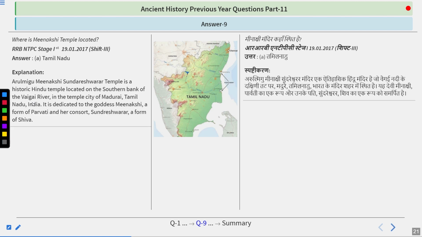We just did this question. So, Arulmigu Meenakshi Sundareshwar Temple is a historic Hindu temple located on the southern bank of the Vaigai River in the temple city of Madurai, Tamil Nadu, India. It is dedicated to goddess Meenakshi, a form of Parvati, and her consort Sundareshwar, a form of Shiva. So, do remember that Arulmigu Meenakshi Sundareshwar Temple is a historic Hindu temple.